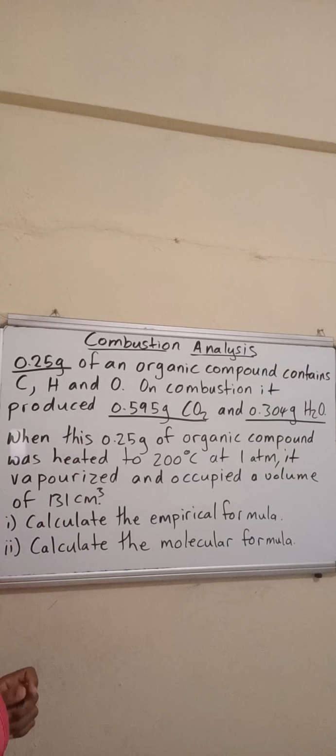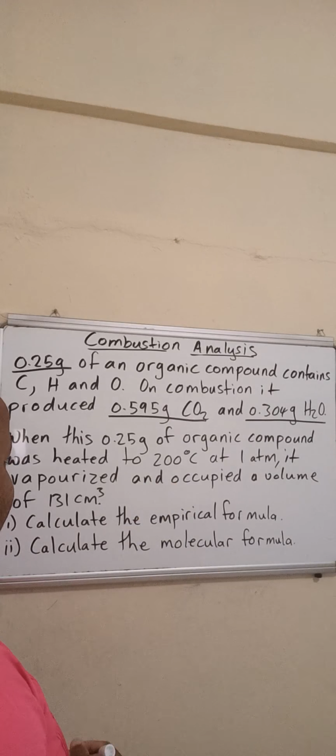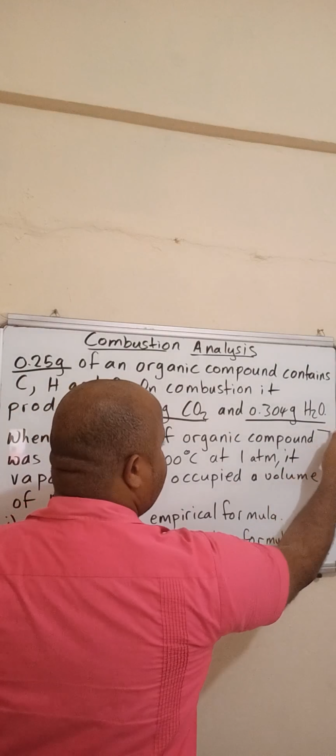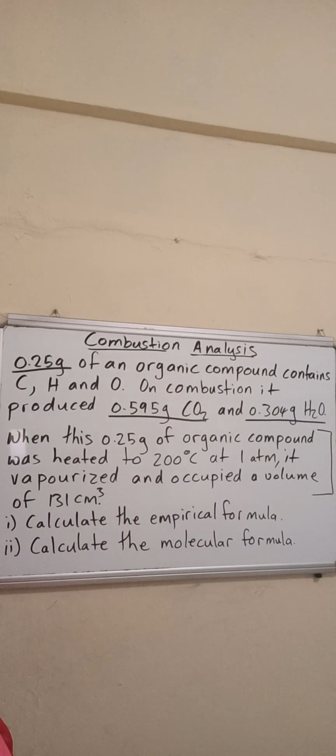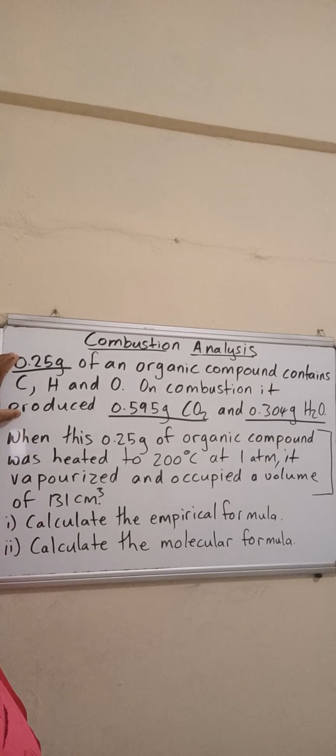When this 0.25 gram of organic compound was heated to 200 degrees Celsius at 1 atmosphere, it vaporized and occupied a volume of 131 cm cube. This part of the question is not typical, right? The typical part would have been up here, and then you have to calculate the empirical formula and the molecular formula. But to calculate the molecular formula, you would need the molar mass of the compound. Now from up here, we did not get the molar mass of the compound, right? So somewhere in the question, we will have to use the data provided to calculate the molecular mass of the compound.